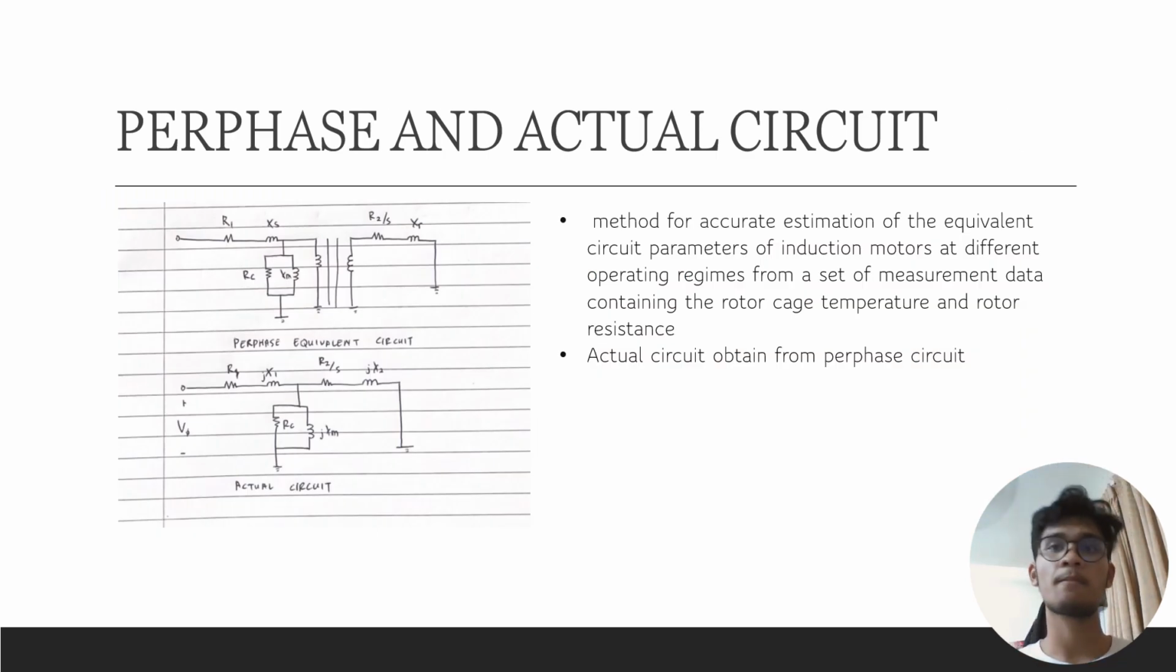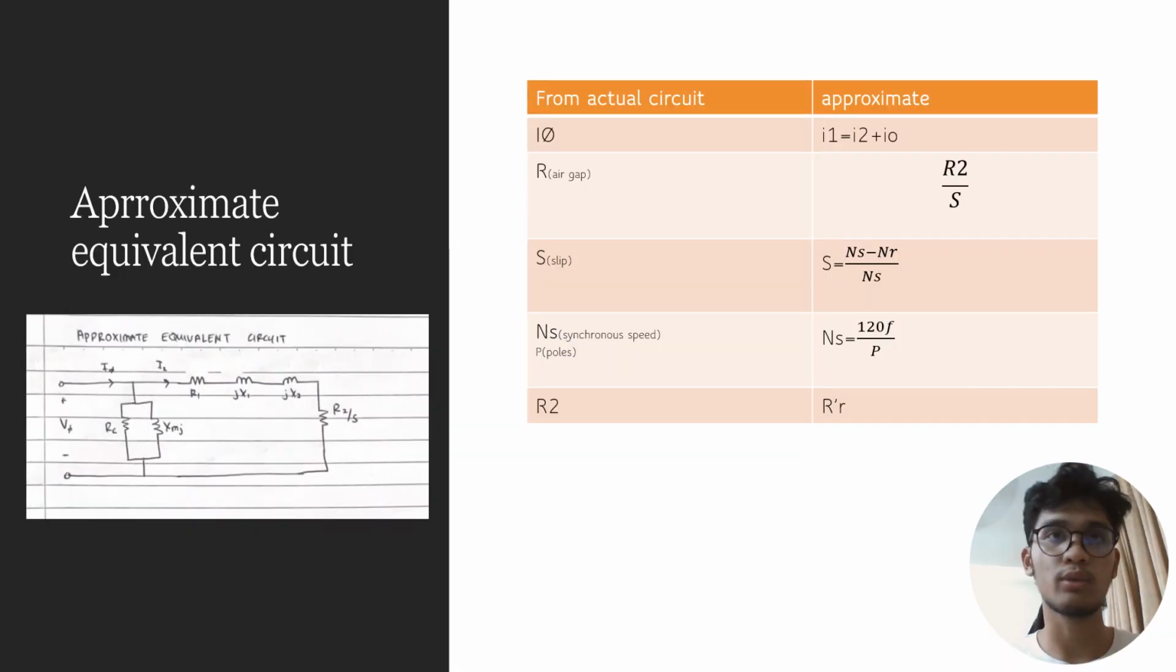So, in this chapter, we are introduced to the per phase and actual circuit. The per phase and actual circuit is introduced because it is a method for accurate estimation of the equivalent circuit parameters of induction motors at different operating regimes from a set of measurement data containing the rotor cage temperature and rotor resistance. The actual circuit is obtained from the per phase circuit. To simplify the circuit, we create an approximate equivalent circuit to allow students or anyone to construct and calculate the values more easily.